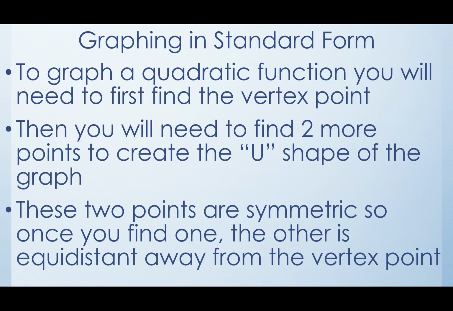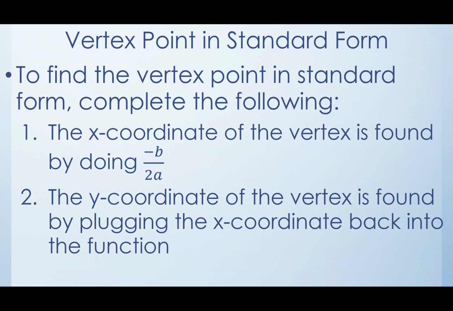To graph these quadratics, we need to first find what we call the vertex point. Now this vertex point is either the lowest point of the U, the minimum value right down there, or the highest point of the U, the max value right there, depending upon which direction it's going. After we find the vertex point, we're going to need two other points to create this particular U shape. Now, the nice thing about quadratics is that they are symmetric about the vertex point. So once we know one point, we know the second point, because it has to be equidistant away from the vertex point.